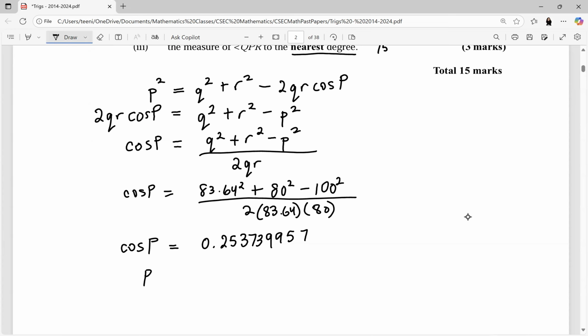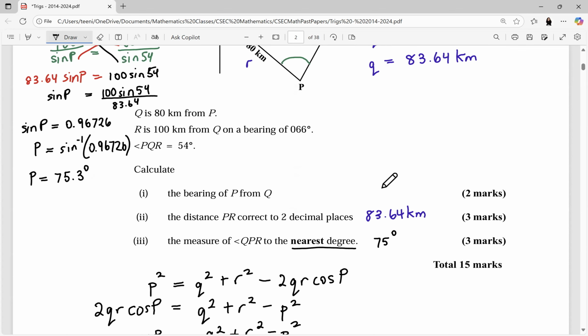So then P is equal to the cos inverse of that. You don't need to write all these decimal places. I just wrote it because I just felt like writing it. But you want to write at least 4 or 5 of them. So P is equal to cos inverse of that, which is 75.30 degrees, which is what we got up here.